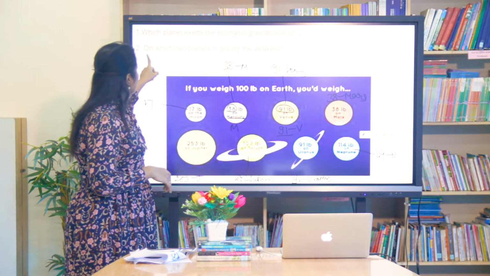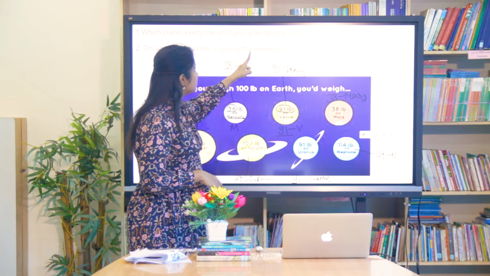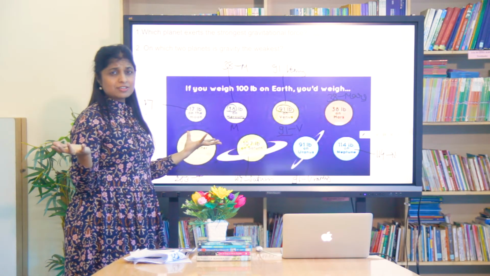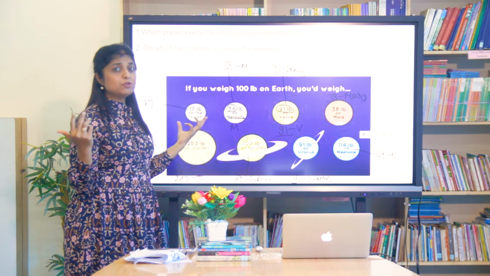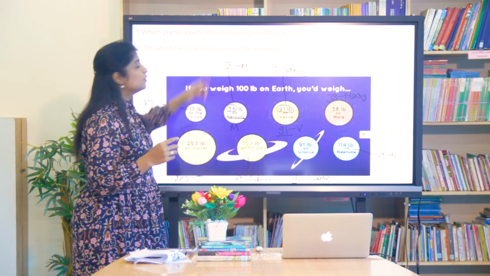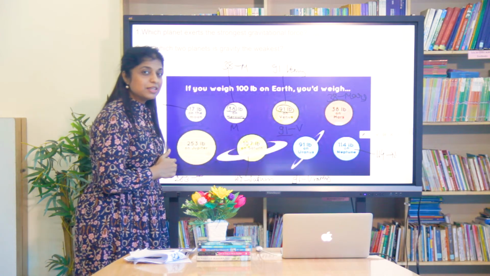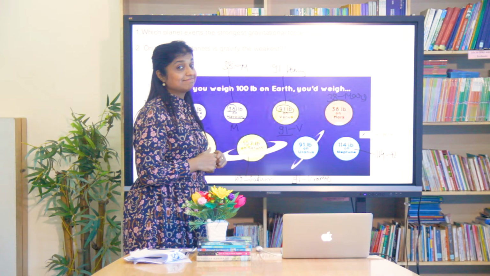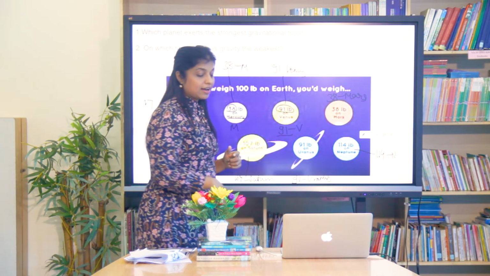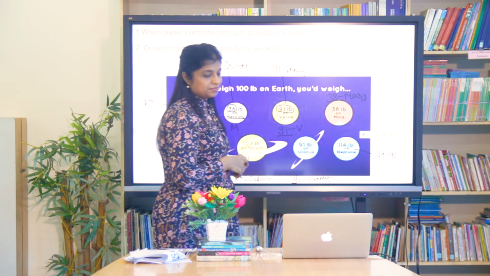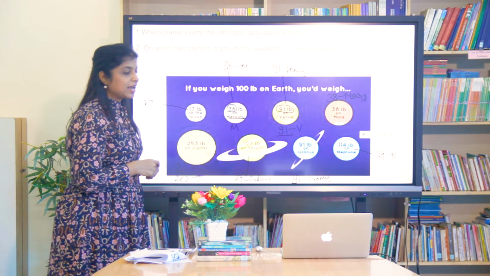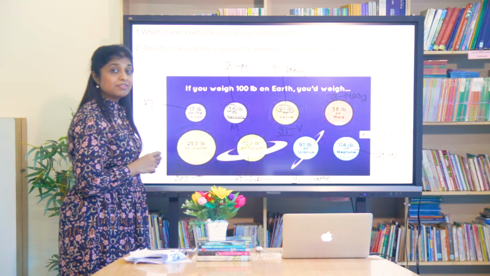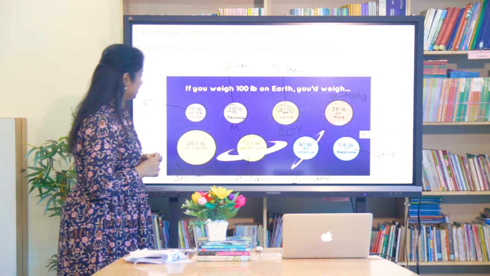Good. On which two planets is gravity the weakest? Of course, on the planet where you weigh less, gravity is going to be the weakest, isn't it? So what's your answer? Okay, let's check it out. Mercury and Mars, right, everybody? Okay.